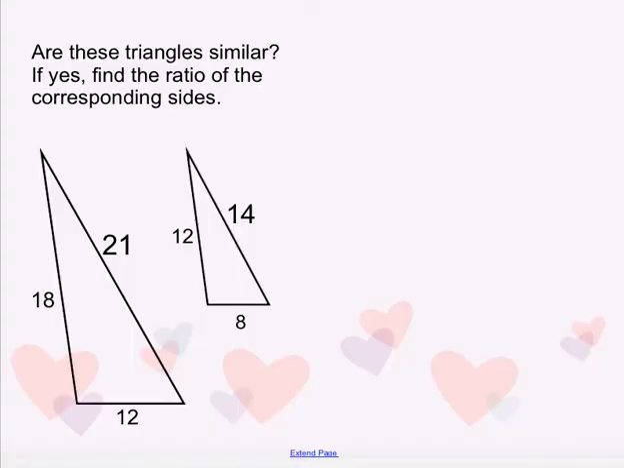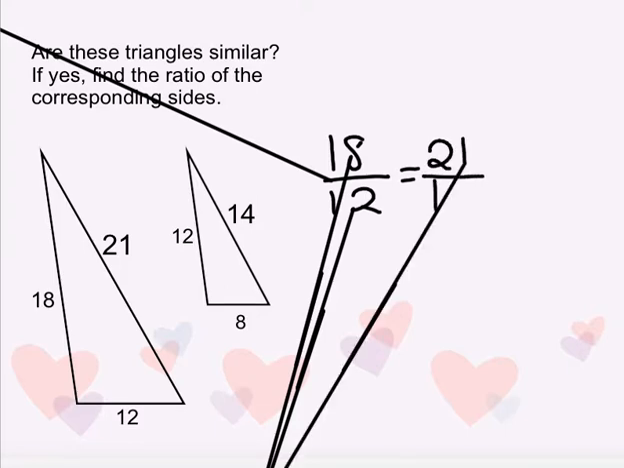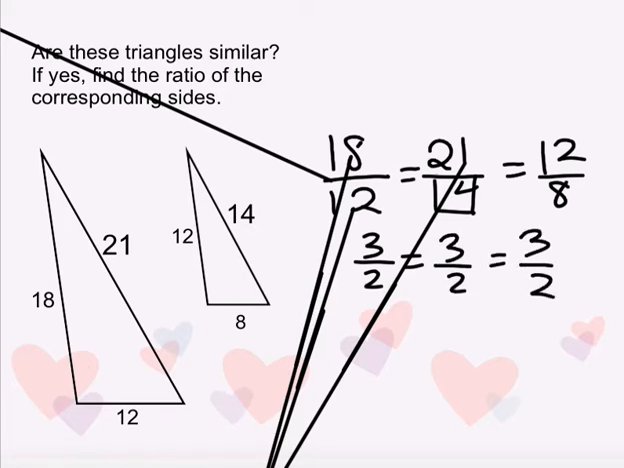Now, are these triangles similar? We need to make sure that the ratio is the same for everything. So if I'm going to use corresponding sides, maybe I see that 18 corresponds to 12, and 21 corresponds to 14, and 12 corresponds to 8. Well, if I reduced all of these, I would see that's 3 over 2, and 3 over 2, and 3 over 2. Well, that means that, yes, these are similar. And our scale factor, from small to big, we are multiplying by 3 over 2, which means going back, we multiply by 2 over 3.